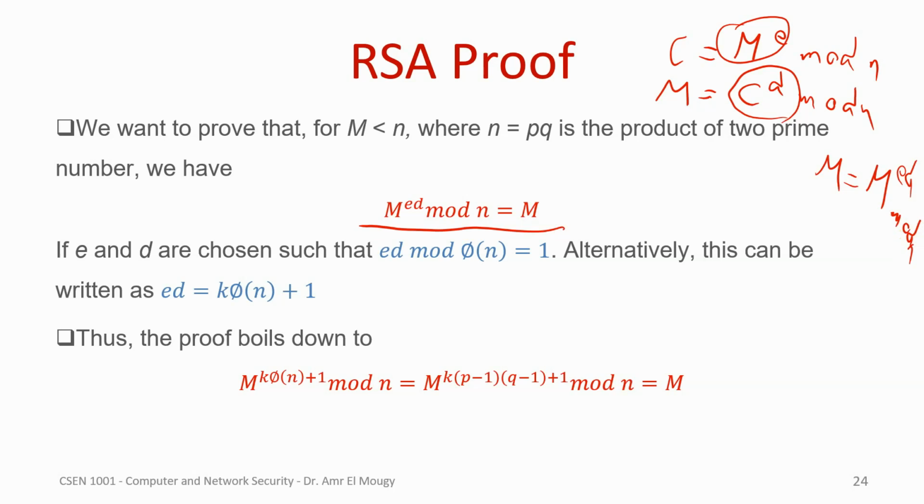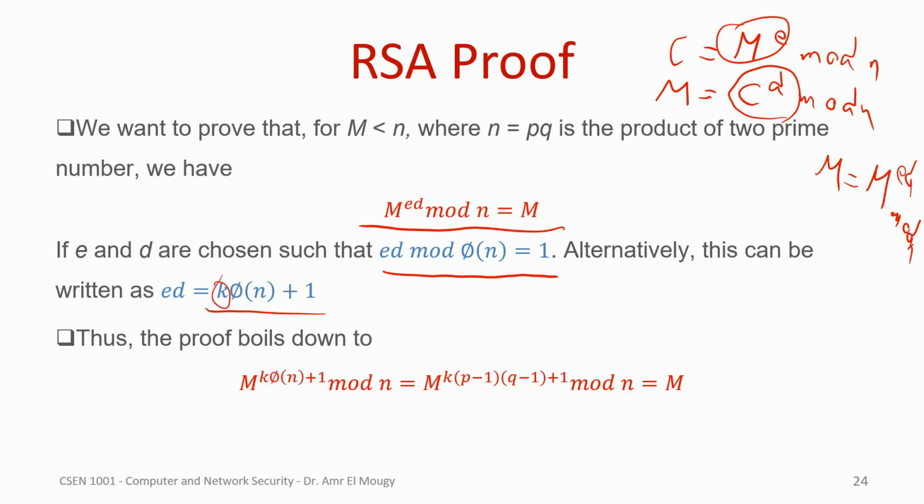We want to prove that for m less than n, when n is equal to pq, the product of two prime numbers, we have m power ed mod n is equal to m, if and only if e and d are chosen such that ed mod phi n is equal to 1. This can alternatively be written as ed equal k phi n plus 1. Why? Because when we say ed mod phi n is equal to 1, that means the remainder of the division of ed over phi n is equal to 1, which means that ed is equal to some integer k multiplied by phi n plus 1.